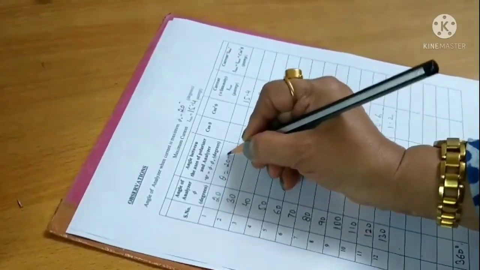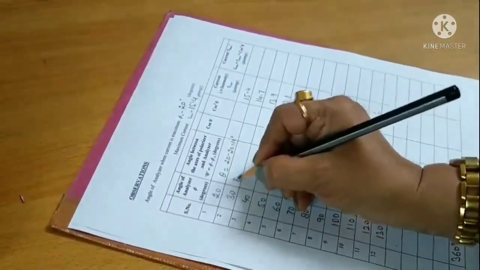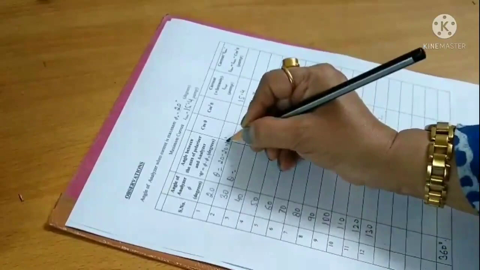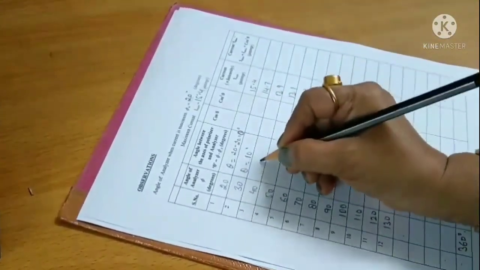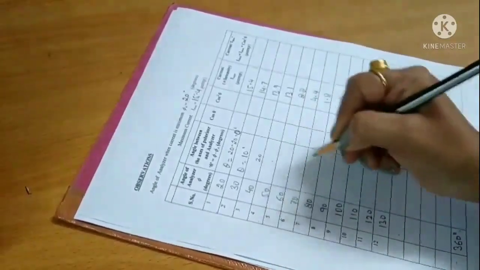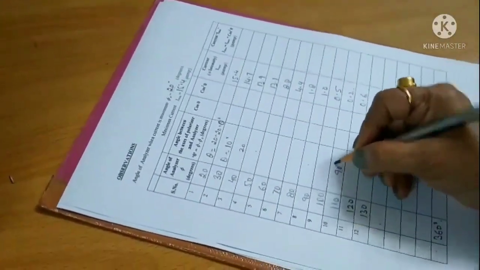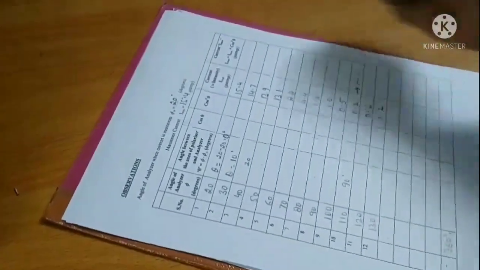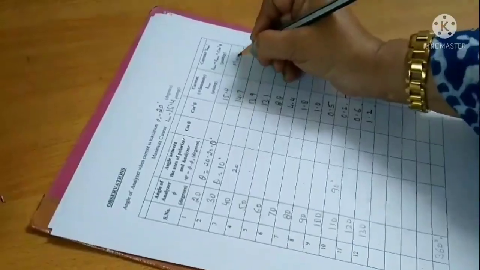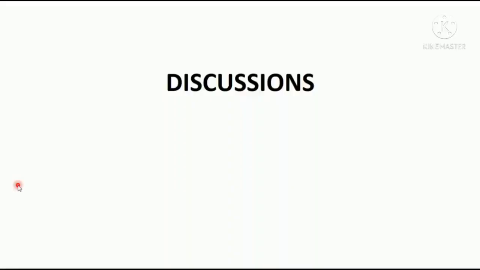I have taken some readings. In the first column, I have written the observed angle between the analyzer and polarizer. And as we saw that there was some offset, that we were not getting maximum at 0 angle, that angle should be subtracted from each of the readings to get the actual angle between the analyzer and polarizer. So now let us discuss our results.